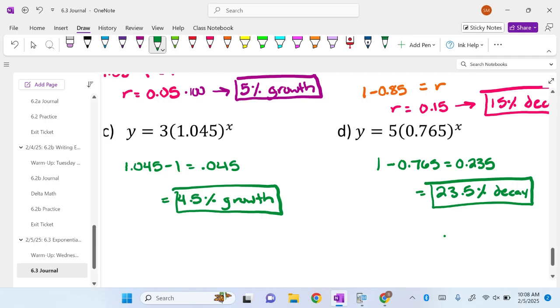All right, check your answers. So I got 4.5% growth for C and 23.5% decay for D. Does anyone need me to go over either one of those?